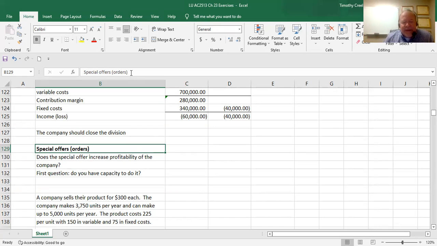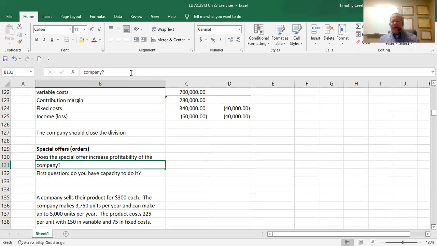And so the decision-making focus here is, does the special offer increase profitability of the company? And when you're looking at this, here's the key. You want to look at the revenues and cost only specifically related to the special order. The reason is because the fixed cost, now typically this is the variable cost, the cost of producing the product or service.